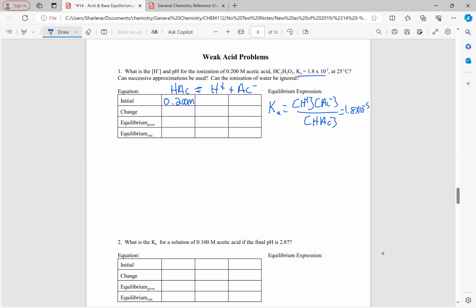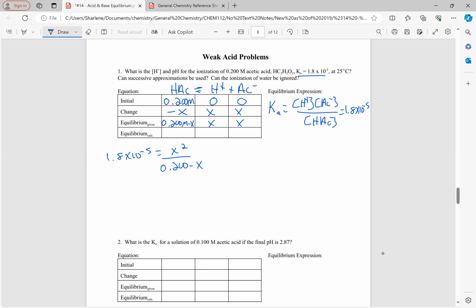Did we start with any of the protons or acetate? No. Minus x, x, x. All right, so 0.2 minus x, x, and x. So that's all the information that I know. I need to plug it into my equation. So 1.8 times 10 to the minus fifth is equal to x squared over 0.200 minus x.